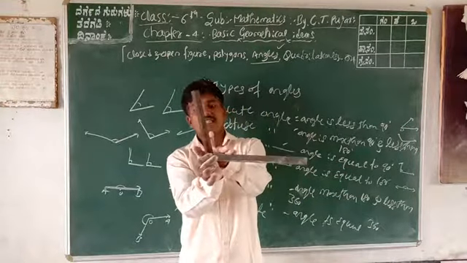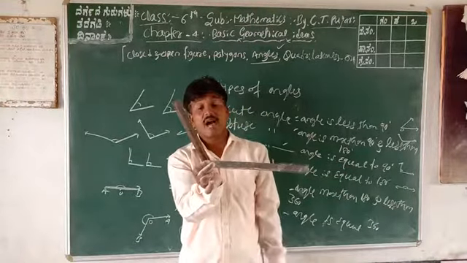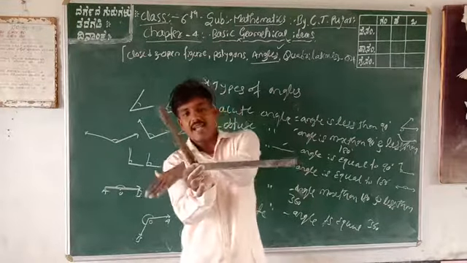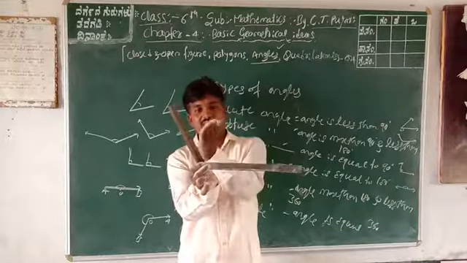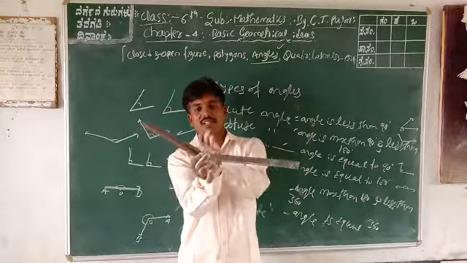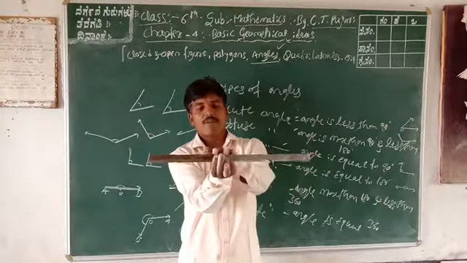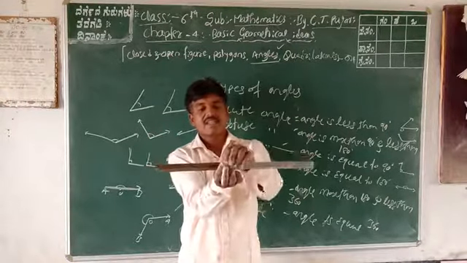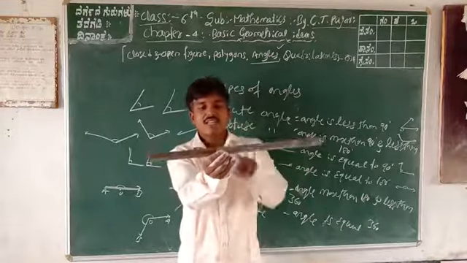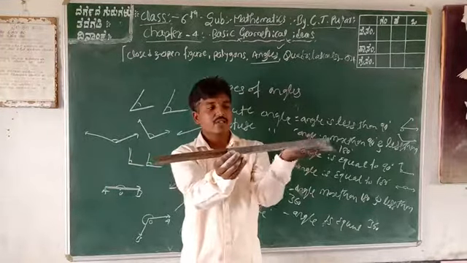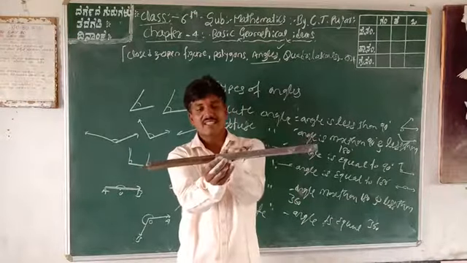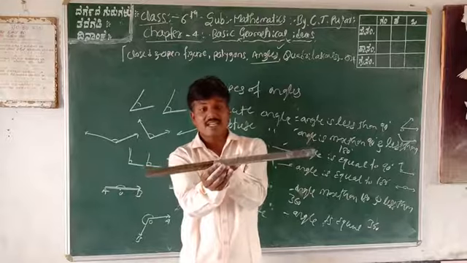What about next? Sorry, this is an obtuse angle. Obtuse angle is more than 90 degrees and less than 180 degrees. This is also an obtuse angle. But now, what is this one? This is a straight angle. Straight angle means these two scales are in the same direction, also a straight line direction. A straight angle is exactly 180 degrees.